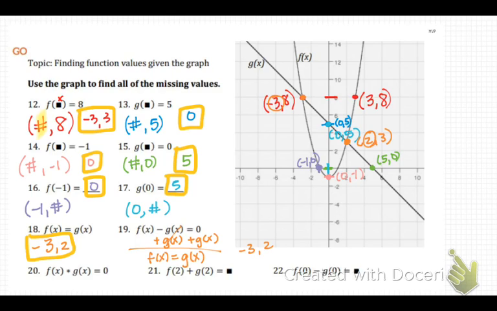-3 and 2. So these two mean the same thing. They're written differently. So I would write that in your notes. Same thing, but they're written two ways. And you will need to be able to recognize both of those ways. So 18 and 19 are the same thing written in two different ways.